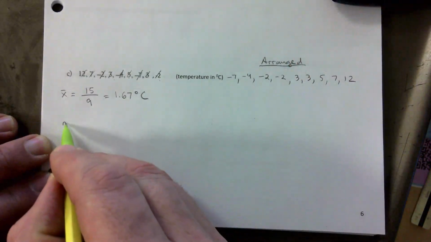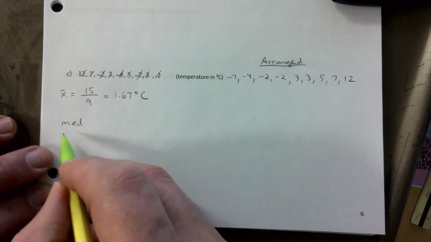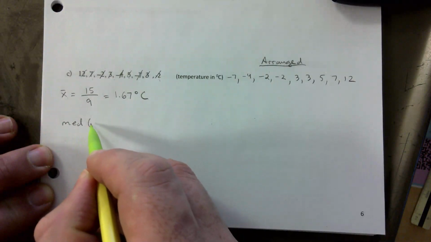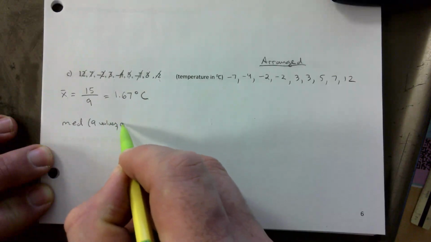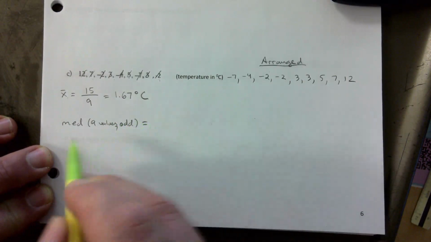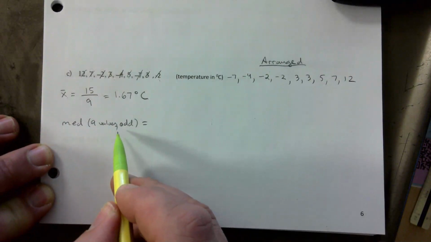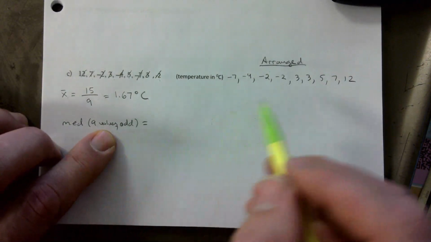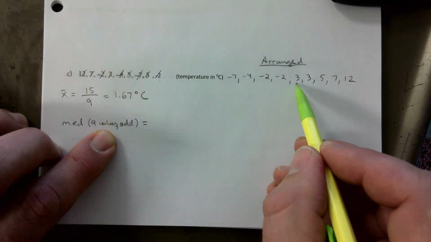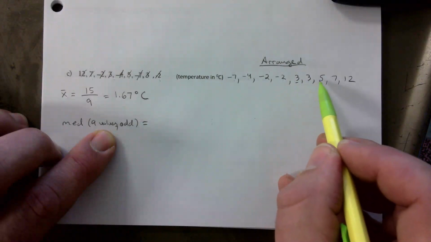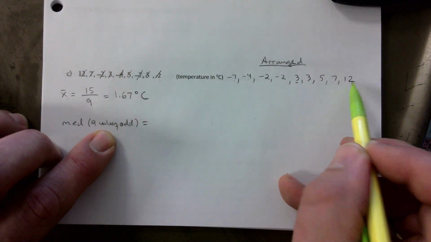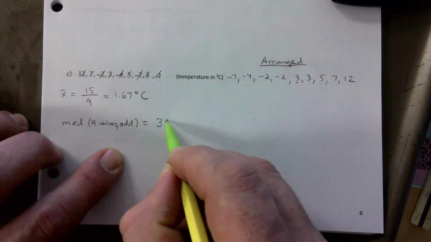And then what's the median? I'm just going to say 9 values. This is odd. I think some of you need that reminder. 9 values, odd. So there's just one I need to go pick. Is it 3? Okay, got 1, 2, 3, 4. 1, 2, 3, 4. So it is 3 degrees Celsius is my median.